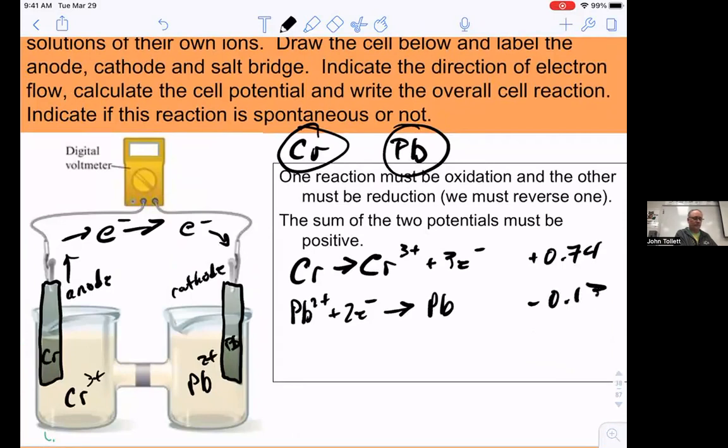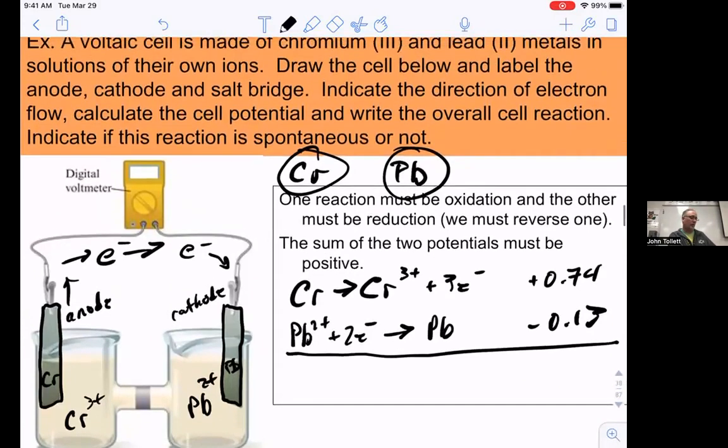0.13. So what I'm going to do now is add the 2 together, but I need to balance the equation because it does say up at the top, draw the cell below, which we've done, label the anode, cathode. I need to still do the salt bridge. Indicate the direction of electron flow, which I've done, and calculate the cell potential and write the overall cell reaction. So I have 2 electrons from the lead and 3 electrons from the chromium.